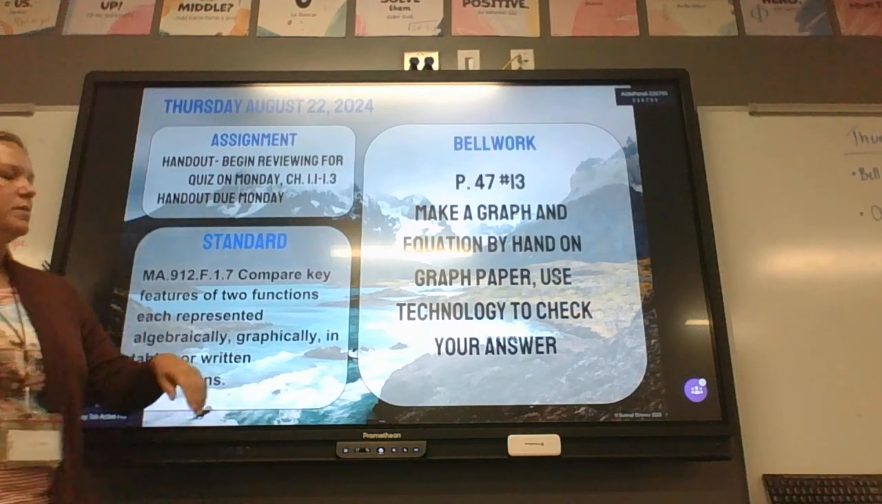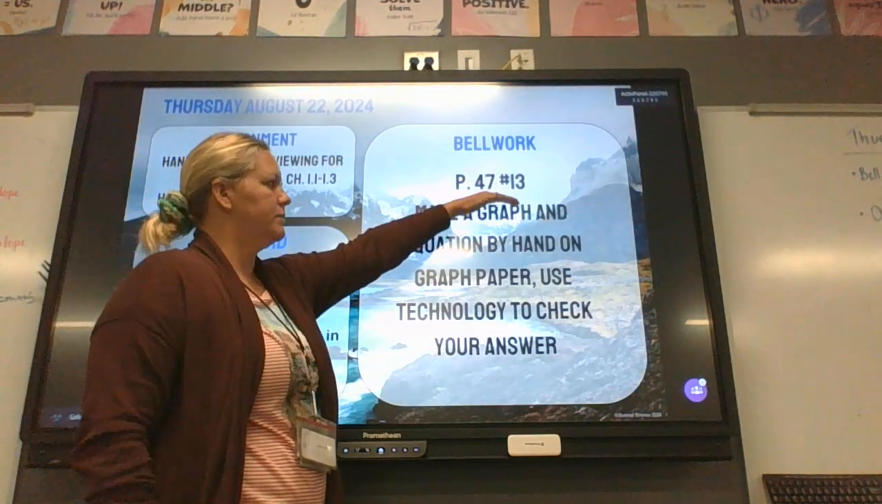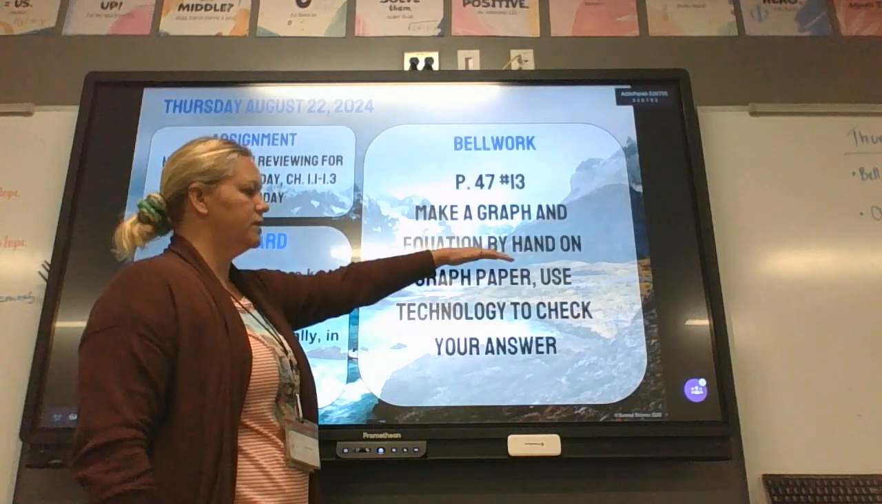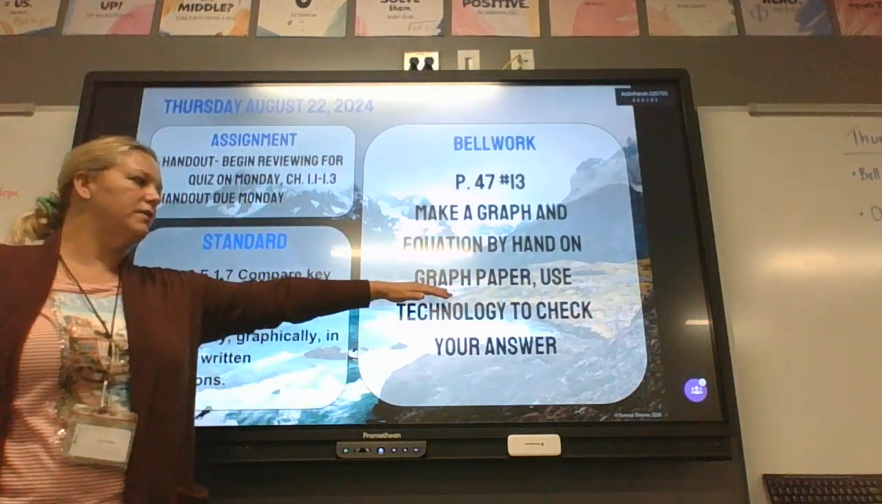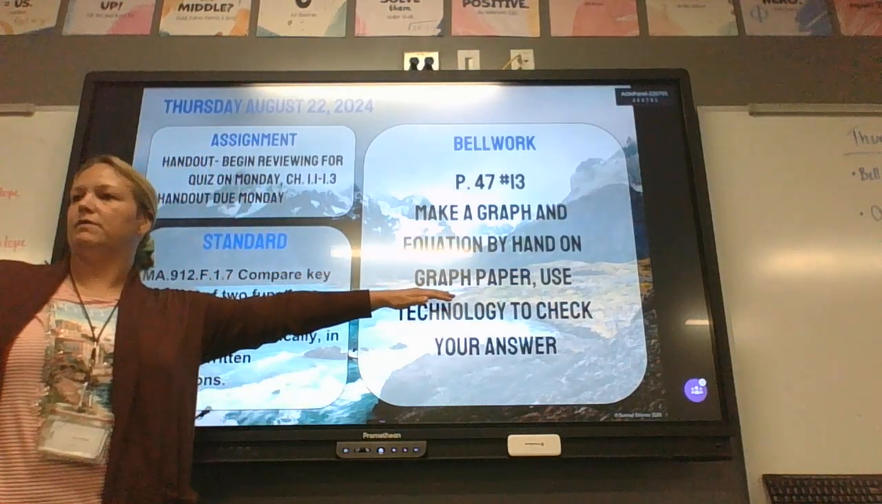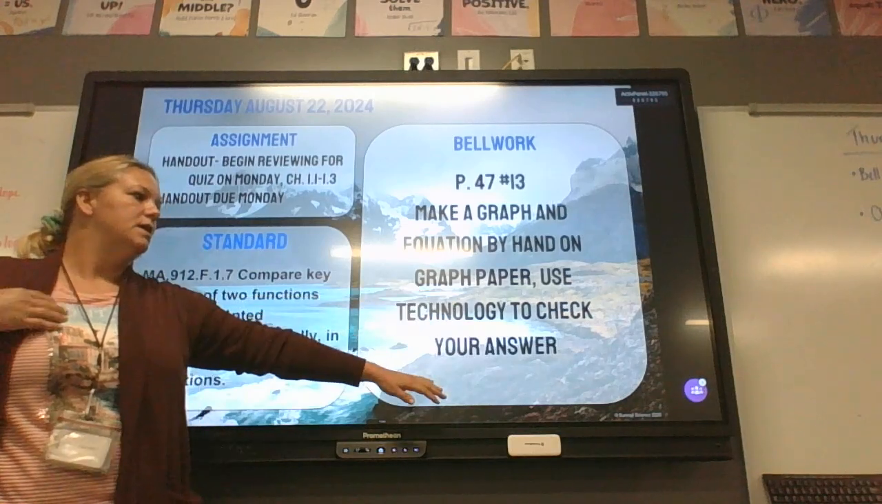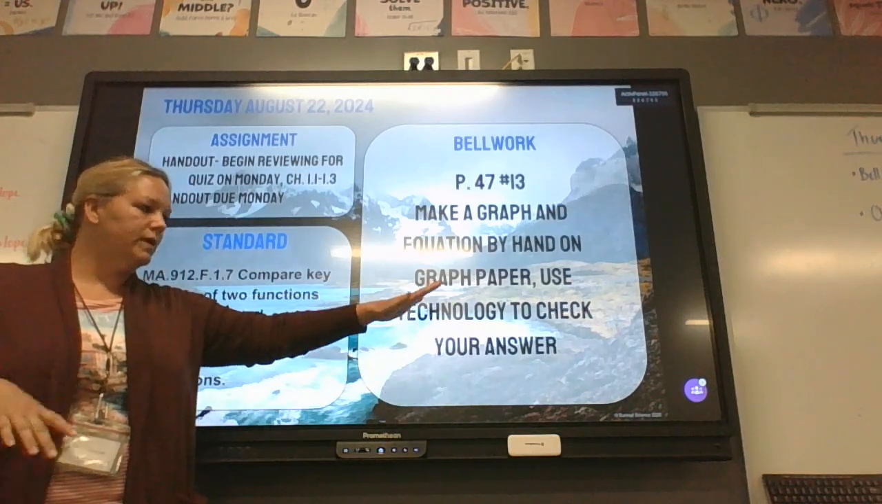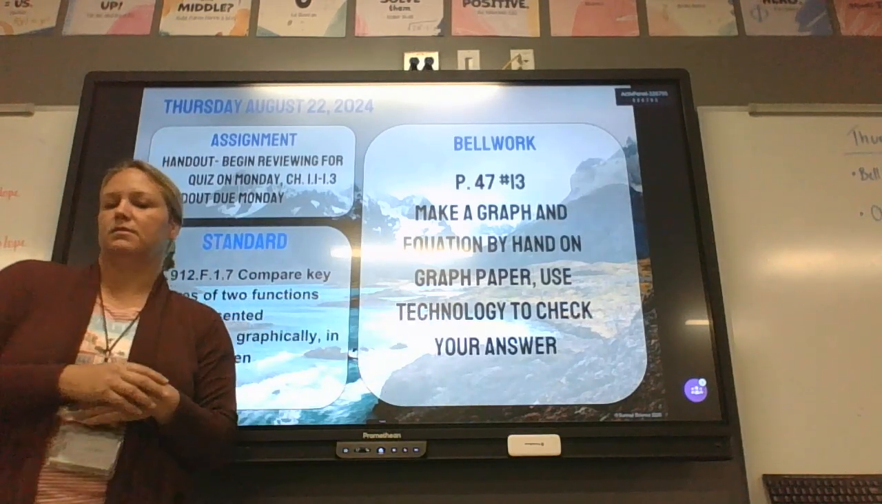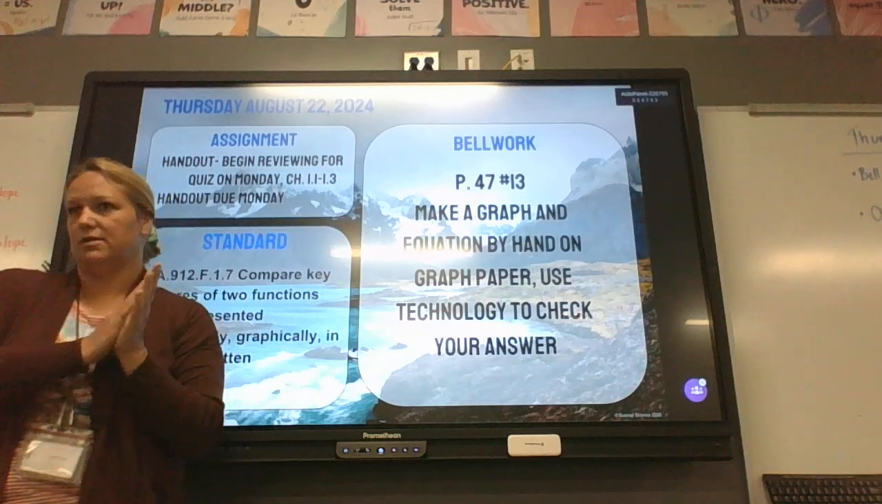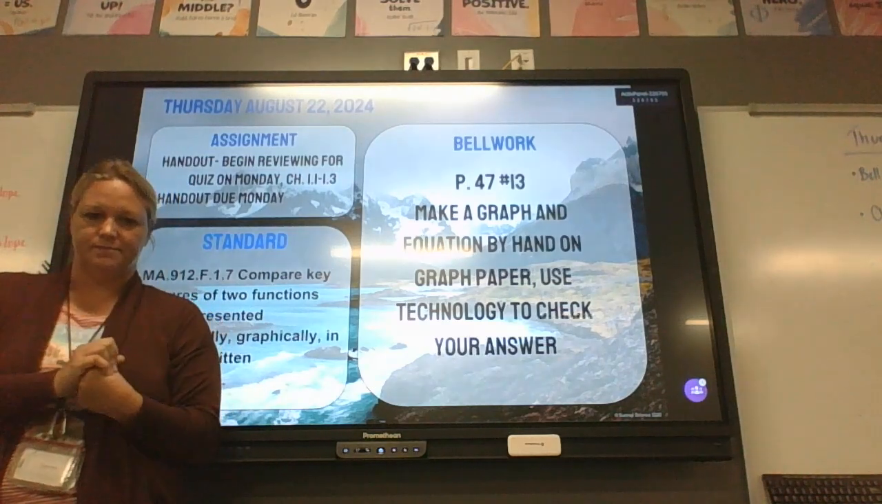And so we're going to go to page 47. We're going to do number 13. We're going to graph it totally by hand. If you don't have graph paper, just use the back of the one I gave you yesterday. And then we're going to write an equation by hand, and then we're going to check how well we did using technology. So we're going to do the whole process again.